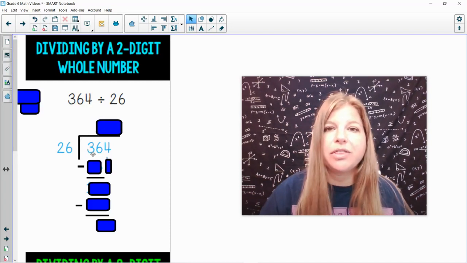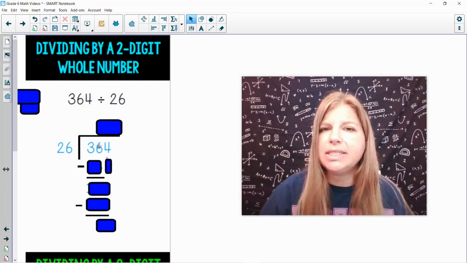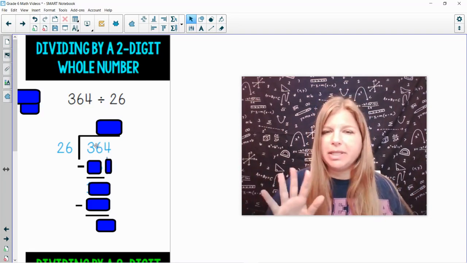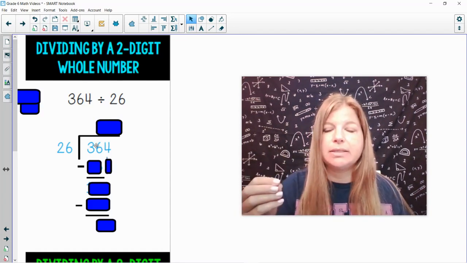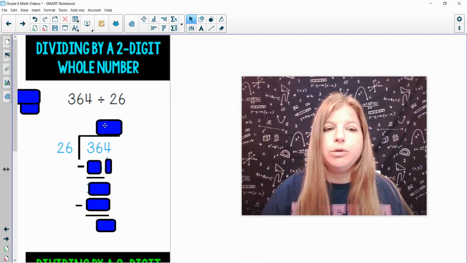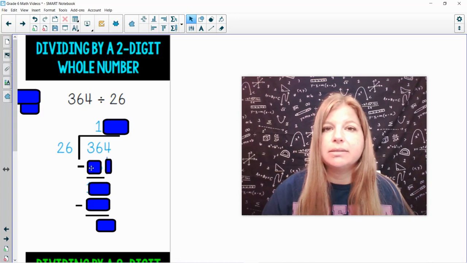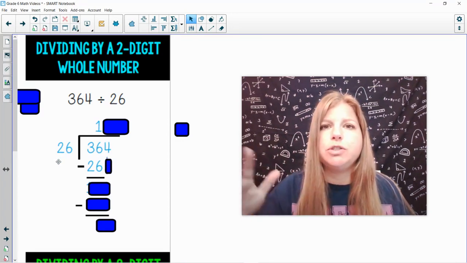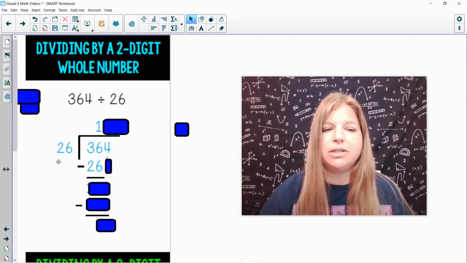Then I don't just look at 3, I look at 36. Can 26 go into 36? Well, it doesn't divide perfectly evenly, right? But how many 26s would fit in 36? How many 26s can you make? You could do 1. 26 times 1 is 26. So what I do is I figure out how many 26s go into 36 without going over, right? 26 times 2 would be 52. That's going way over 36. So I can fit 1 26 into 36.